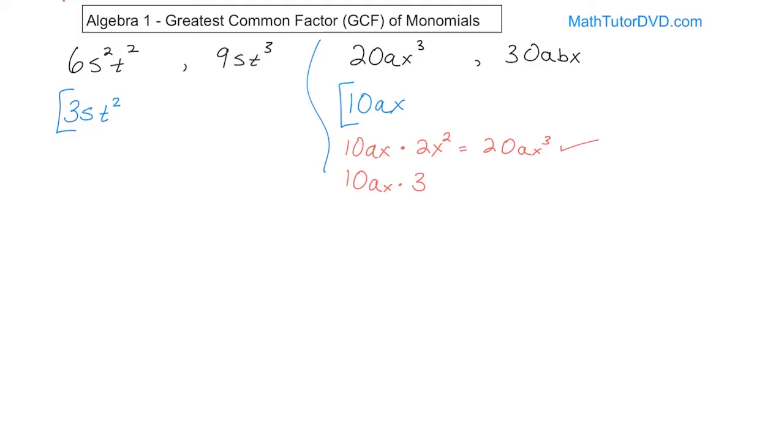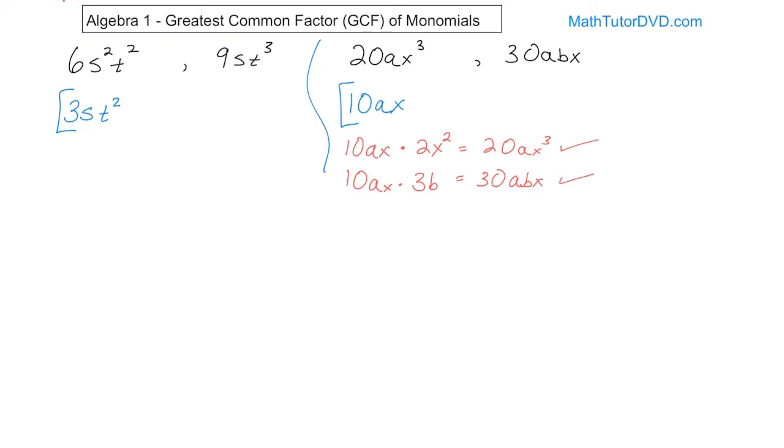So I'm going to need a single b here, and then x times, there's only one x here, so I don't need any more x's. So look what happens if I choose 3b. 10 times 3 is 30, a times b times x. You see, just like it sits here, and that's the answer.